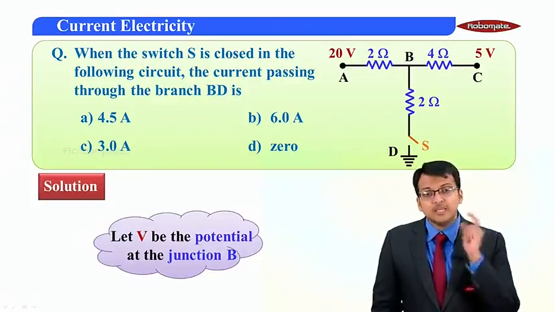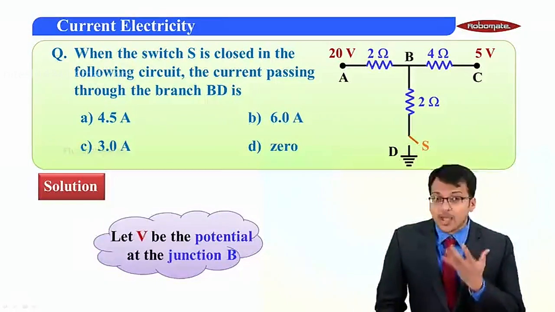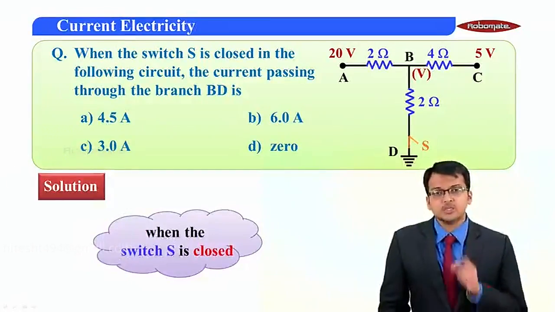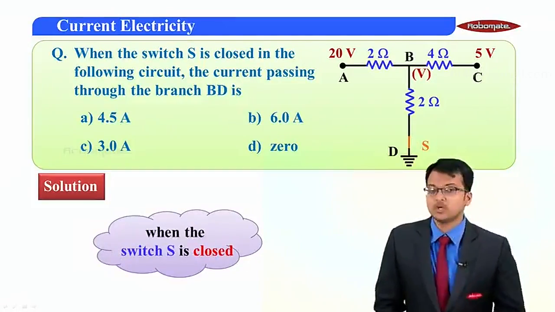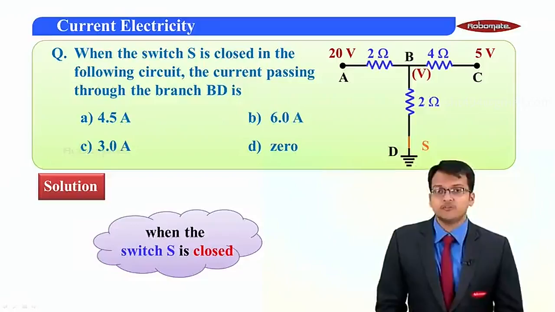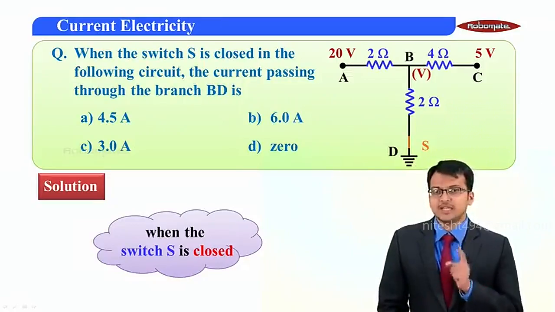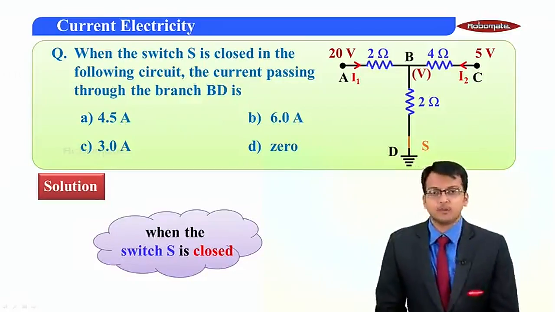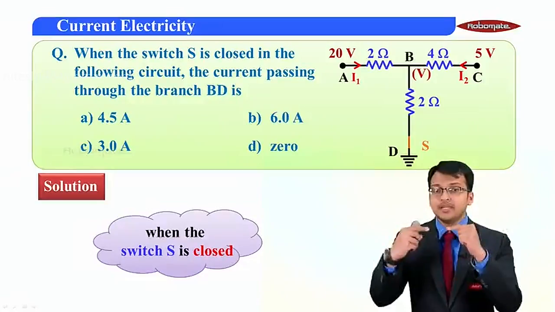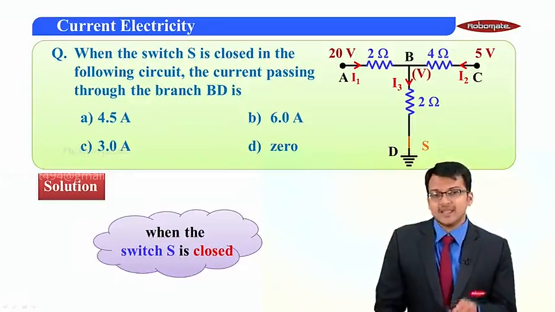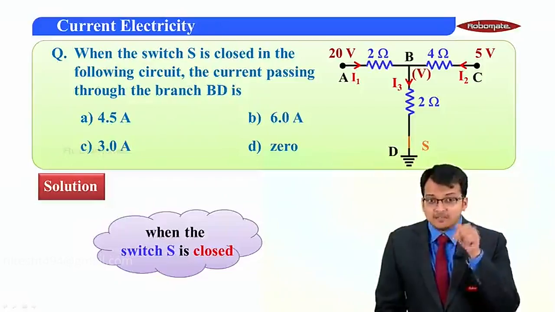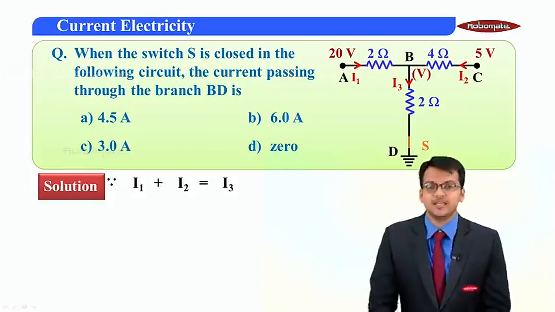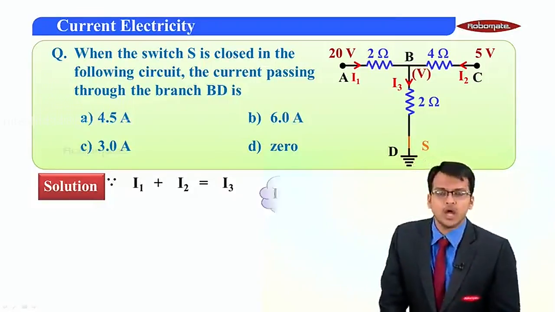So let V be the potential at point B. Why? Because I require potential to find current. So when I assume the potential at point B and I close my switch, can you see the switch got closed? Now there will definitely be a flow of current. Since the potentials at A and C are 20 and 5 volts respectively, let's assume I1 flowing from point A and I2 flowing from point C. They come together and meet at point B. So can I say at point B, I3 will flow down, which is nothing but I1 plus I2. Perfect, again KCL. Incoming currents should be equal to outgoing current.